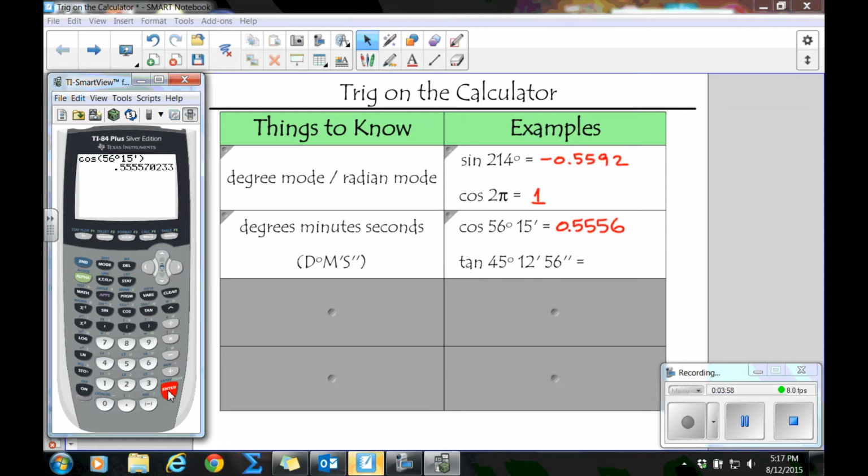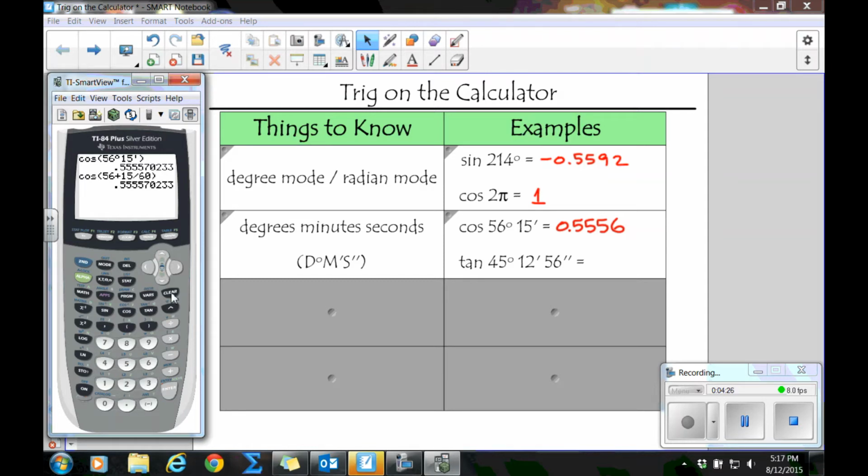If you prefer, or if you don't have that minute feature, you would have to remember that there are 60 minutes in a degree, so you could type in cosine of 56. You don't need the degree sign because you're in degree mode, but you'd say plus 15 out of 60 because there are 60 minutes in a degree, and you'd get the same answer.